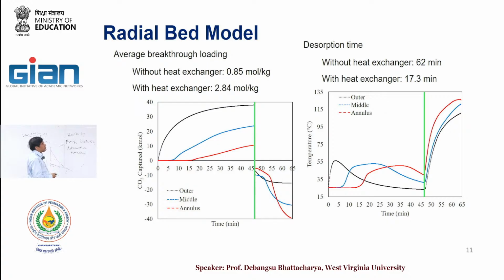Yeah, this is a modified metal organic framework. So this was about 3 mole or so average loading. And in this case, the average loading which we got is about 2.84. And then you see the cycle time and everything really goes up. Okay. The other interesting thing is the desorption time. If you use a heat exchanger there, your desorption time actually also goes down quite a bit.